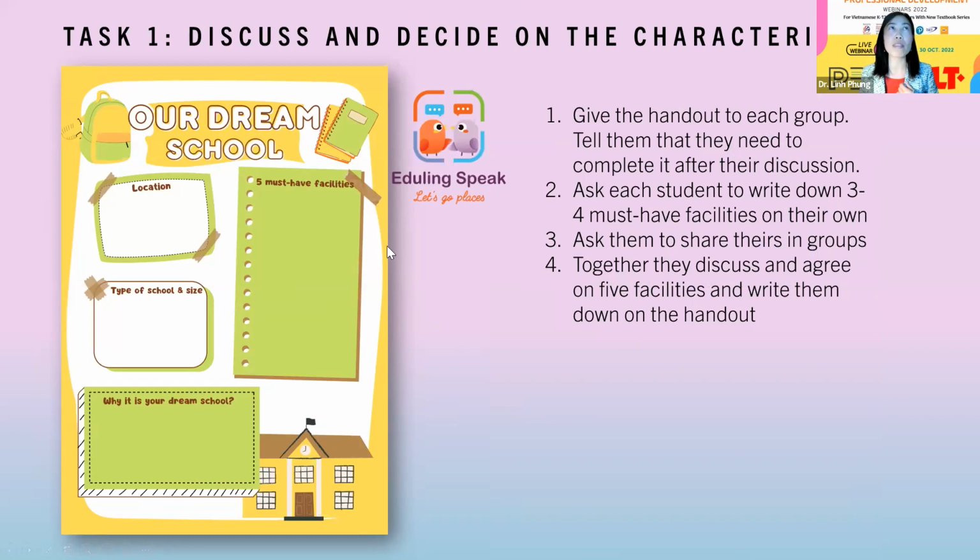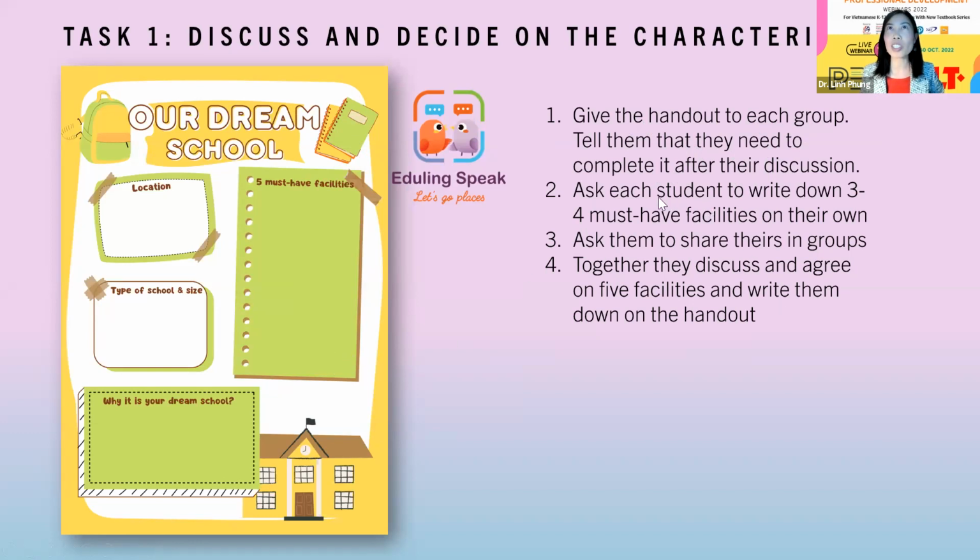The first step, or task one here, for me will be for the students to discuss and decide on the characteristics of their dream school. To help them do this, I can give them a handout like this to record the results, right? So I give the handout to each group and tell them that they need to complete it after the discussion.